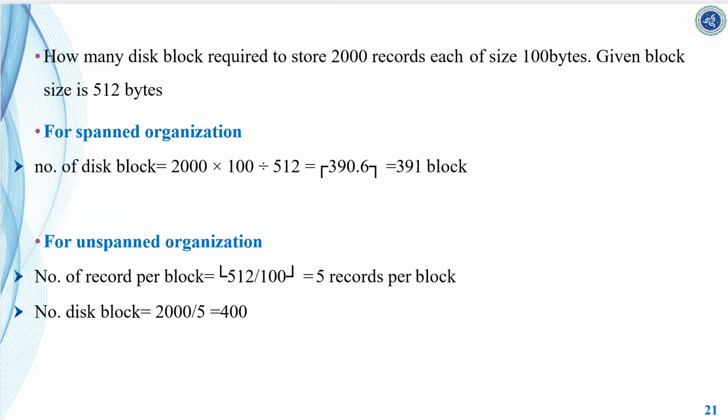For unspanned organization, the number of records per block is 512 divided by 100, which is equal to 5. And the number of blocks is 2000 divided by 5, which is equal to 400. Again, here spanned organization requires 9 blocks fewer when compared to the unspanned organization.